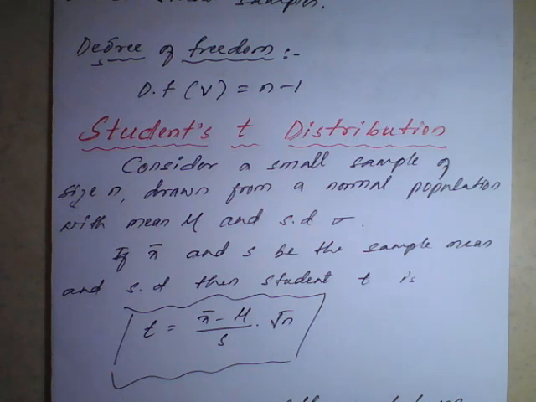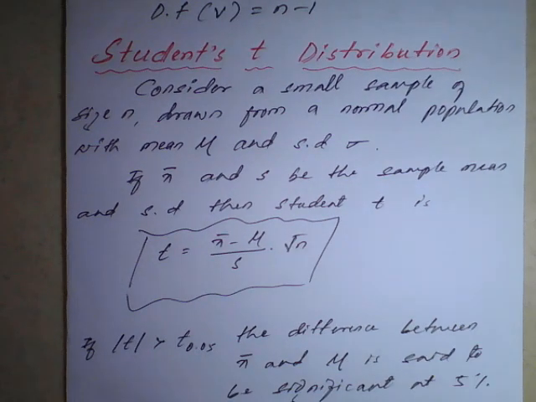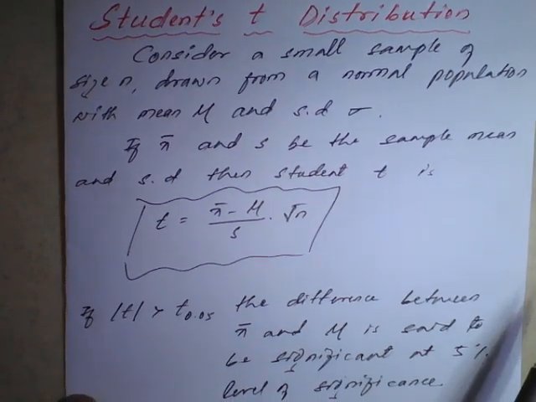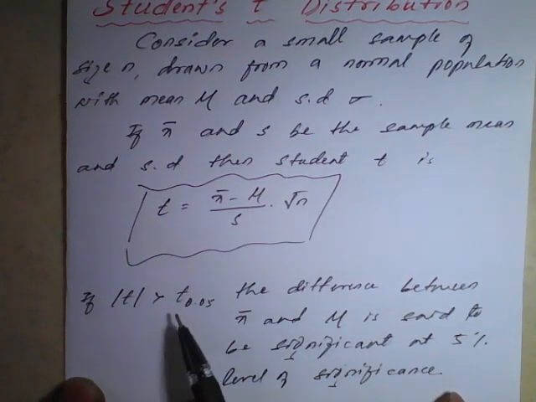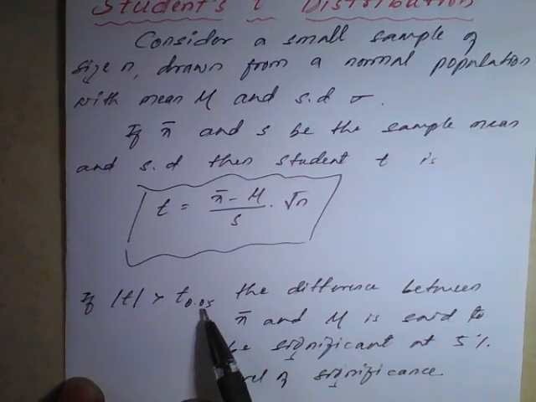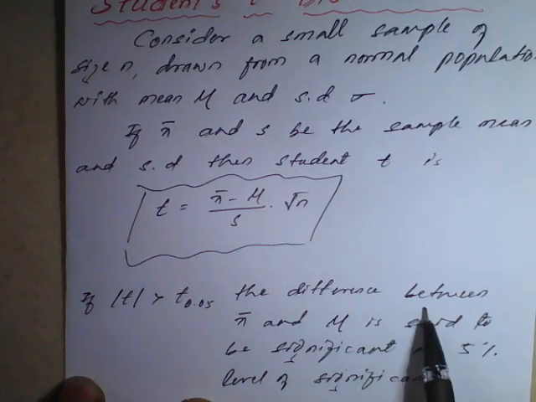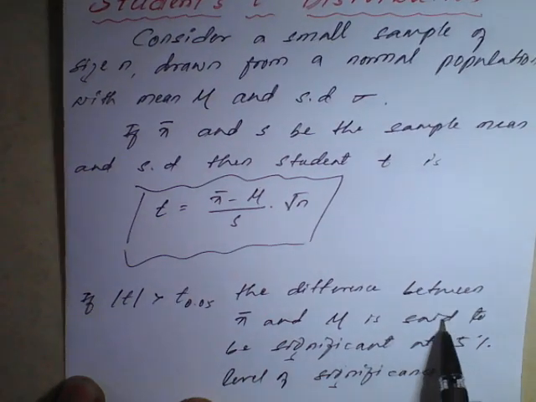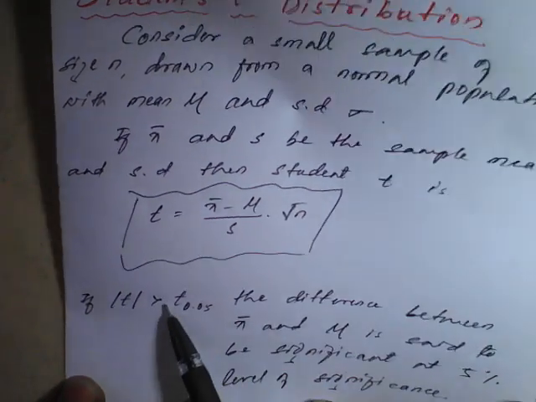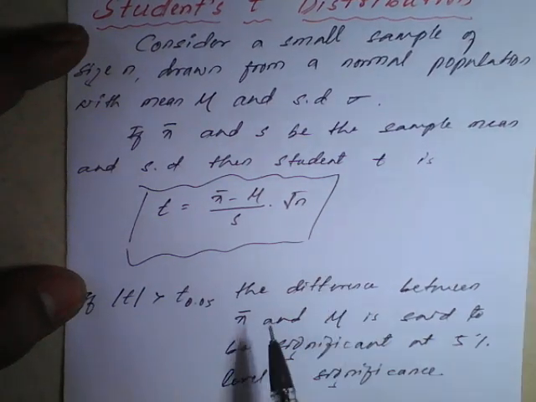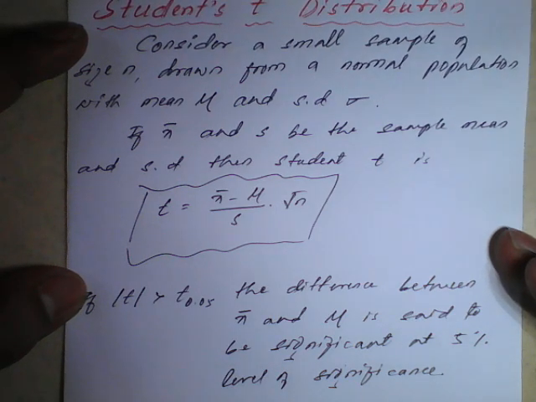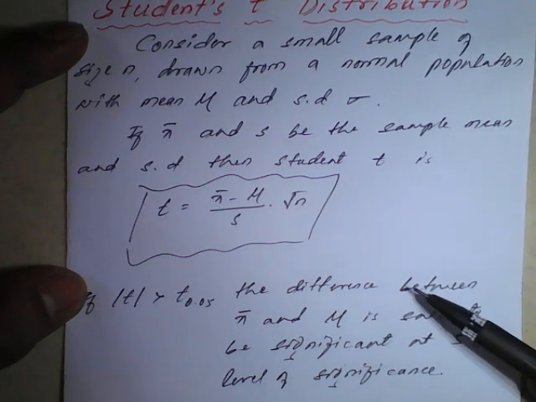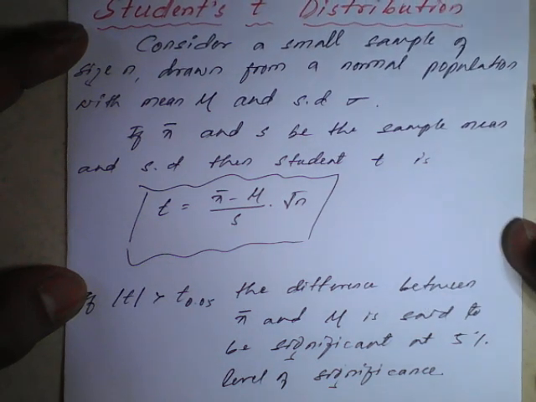Now, as I told, if you get a negative value of t, we need to consider it positive by taking mod. So mod t, if it is greater than t of 0.05, then the difference between x bar and mu is said to be significant at 5%. It depends on your values how we'll take it. If we consider a negative statement, at that time it will be less than, and if it is a positive statement, at that time it is greater than. So you just remember this. We'll see the particular case in the problem.